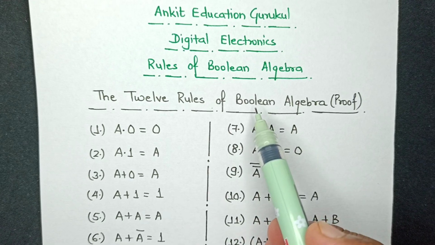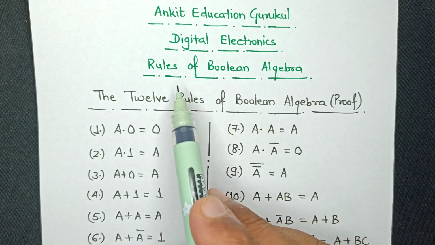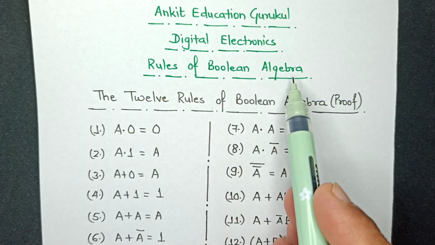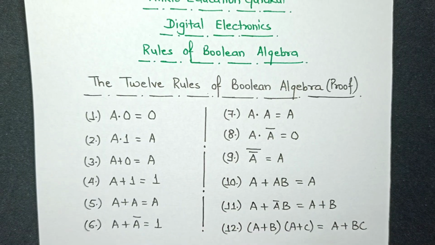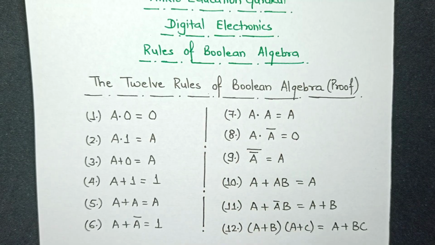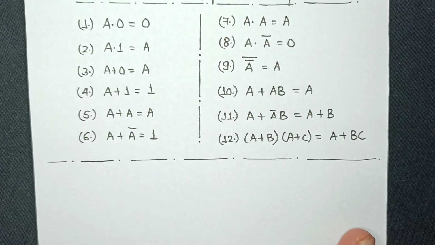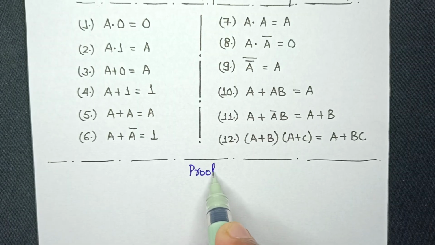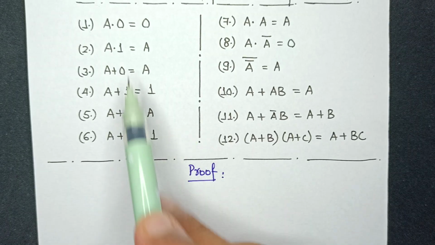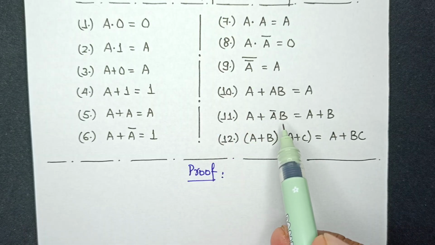Hey everyone, welcome to today's video, and this video is going to be about the rules of Boolean algebra along with the proof. We are going to discuss these 12 rules of Boolean algebra, and in this video I'm going to discuss every single rule and we are going to see the proof of it as well. So as to how these rules came into existence.